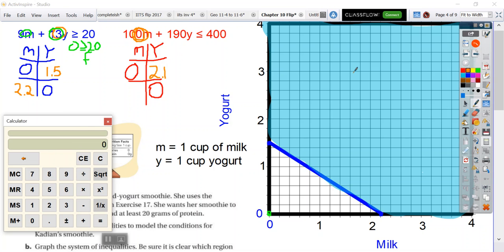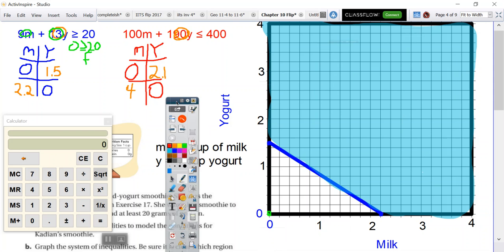All right. Next step. Same idea. We'll have 0 yogurt. Oh, well, then that's going to be 4 cups of milk, right? 4 times 100 is 400. So I can have at most 4 cups of milk. All right. So now let's plot those points.